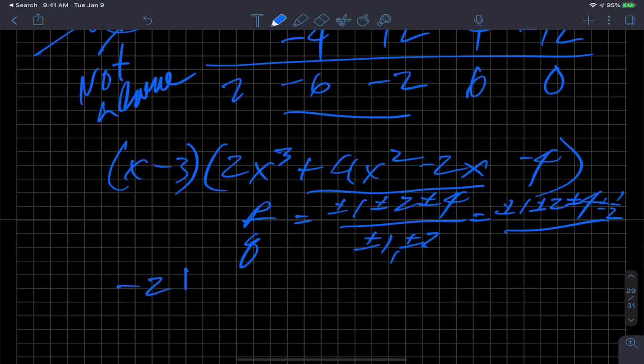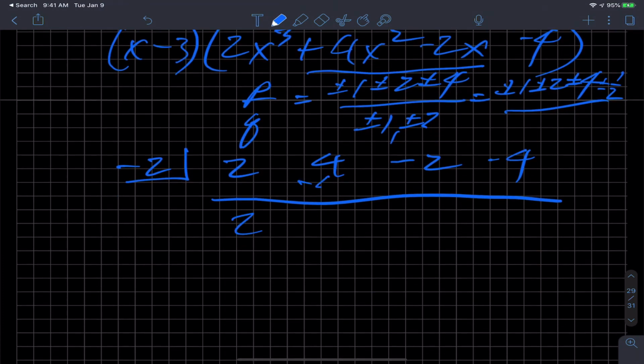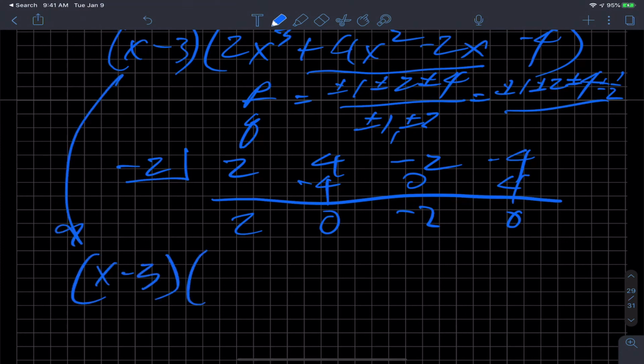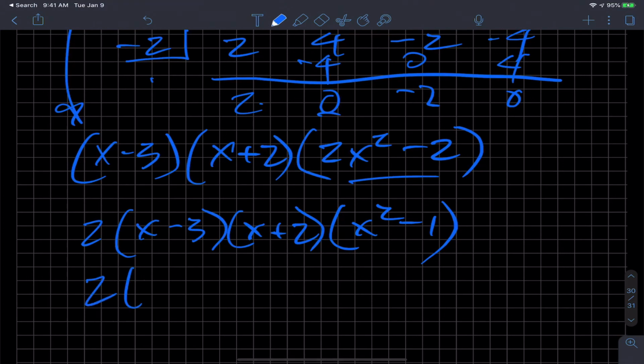So why don't we just go there? Negative 2 divided into this, 2, 4, negative 2, negative 4. And so bring the 2 down, I get negative 4, that's 0. Negative 2 is 0, negative 2, that becomes 4, that's 0. And I get x minus 3, which was brought down from here. I have a new factor, which is x plus 2. And then what's left over? 2x squared minus 2, because 0x. Now I'm going to factor a 2 from this and get x squared minus 1, and that's a difference of squares.